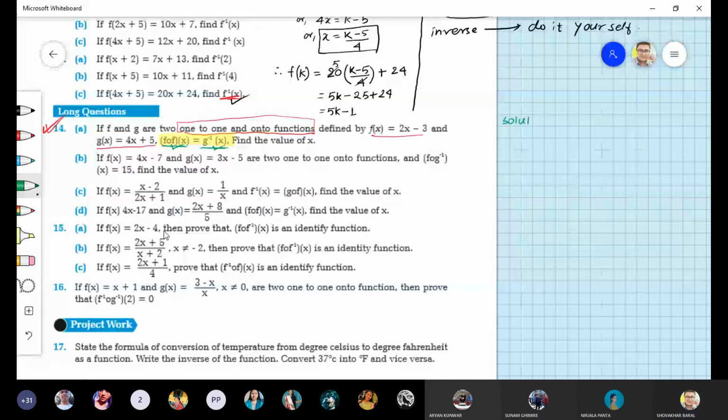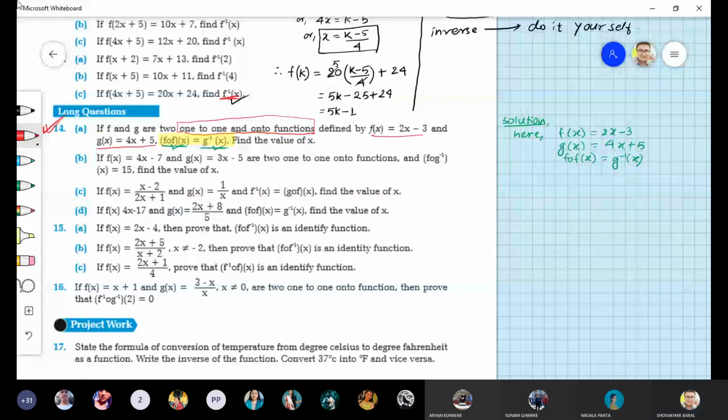Solution. Just follow me. Here f(x) is given, f(x) = 2x minus 3, g(x) is also given, g(x) = 4x plus 5. So let's give priority to the left hand side at first. Let's find the f composite f(x) and then g inverse x. Let me write these things, copy these things here. f composite f(x) is equal to g inverse x. These are the given things. If you don't understand, then just interrupt me somewhere in the middle. So let's find the f composite f(x) at first.